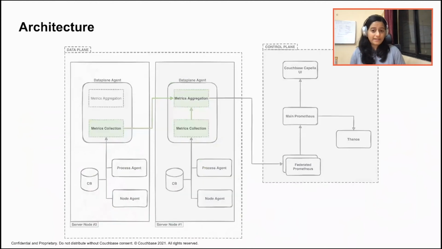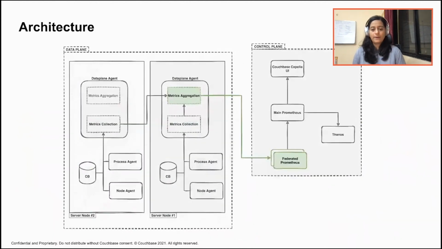Now, at the control plane side, we use the federated Prometheus architecture. The federated Prometheus architecture means that we will have a main single Prometheus, which scrapes metrics from individual Prometheus. And each individual Prometheus is going to pull metrics from different targets, the target being a data plane.